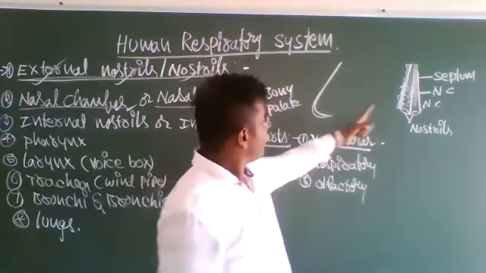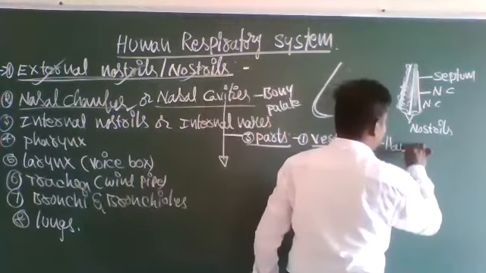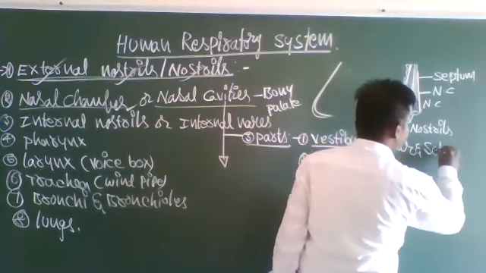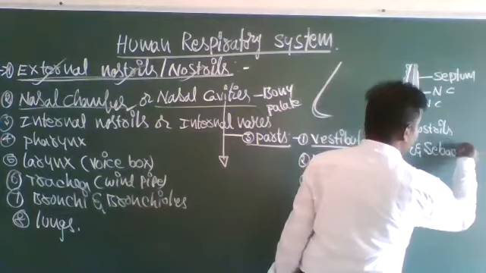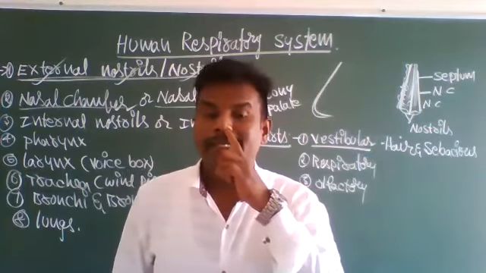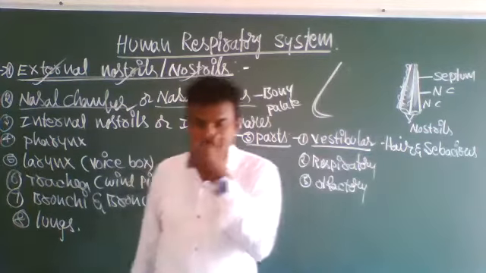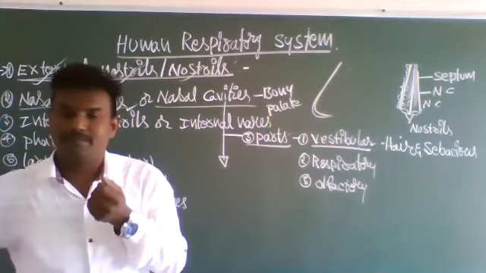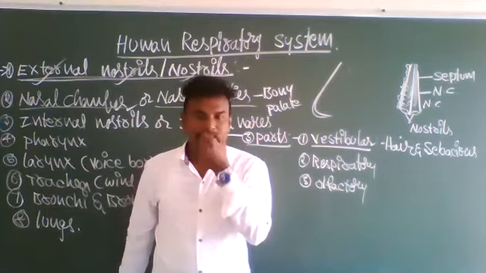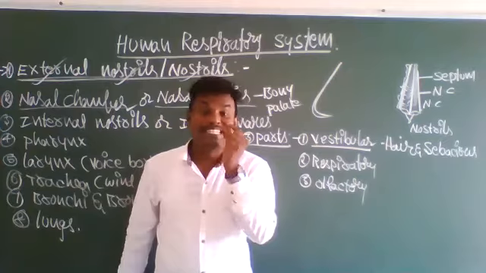Vestibular part. It consists of hair and sebaceous glands. This part hair, this part hair. Next, behind the hair, the sebaceous gland is present.